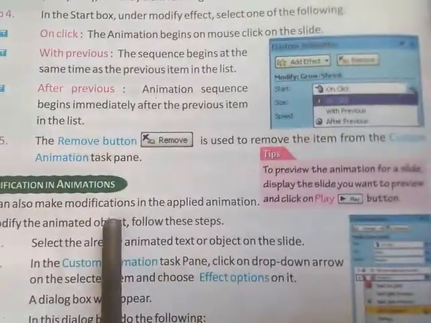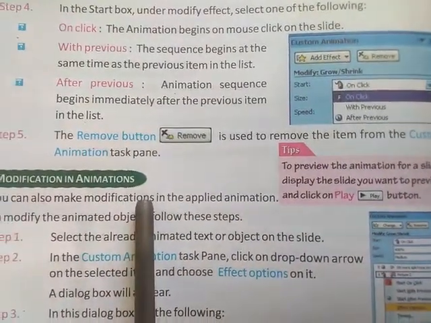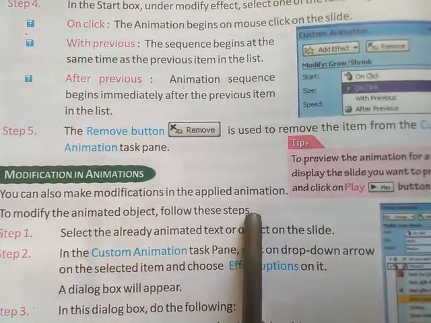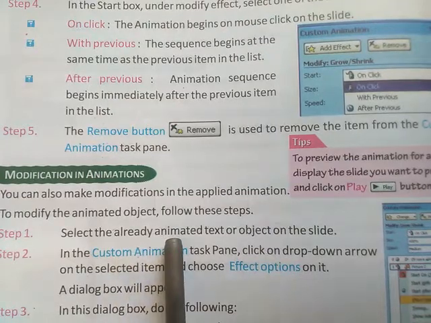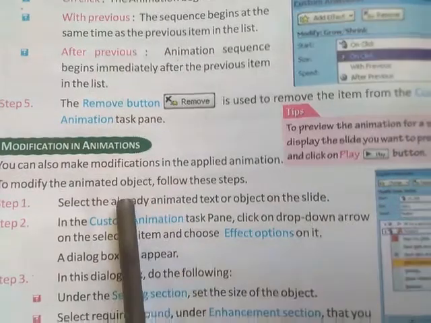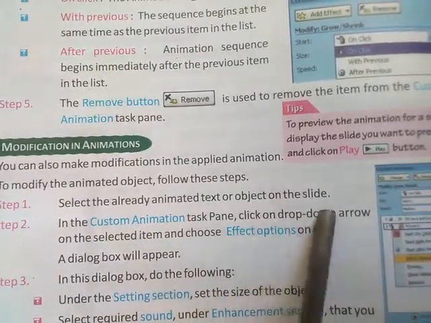Okay. Now, modification in animation. You can also make modifications in the applied animation. To modify the animated object, follow these steps. Step number 1. Select the already animated text or objects on the slide.